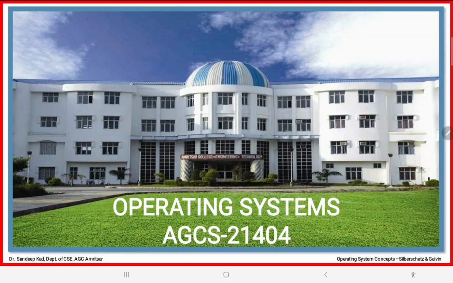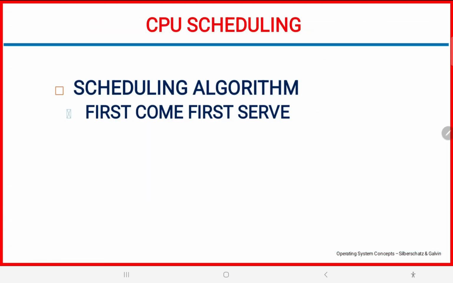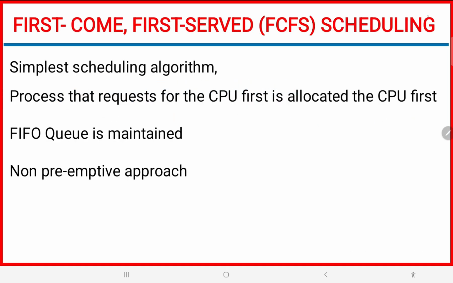Welcome dear students. In this video today we will be discussing our first scheduling algorithm, that is First Come First Serve. As far as this algorithm is concerned, it is one of the simplest algorithms amongst all the scheduling algorithms, and the principle behind its working is that the process which requests the CPU first is allocated the CPU first.